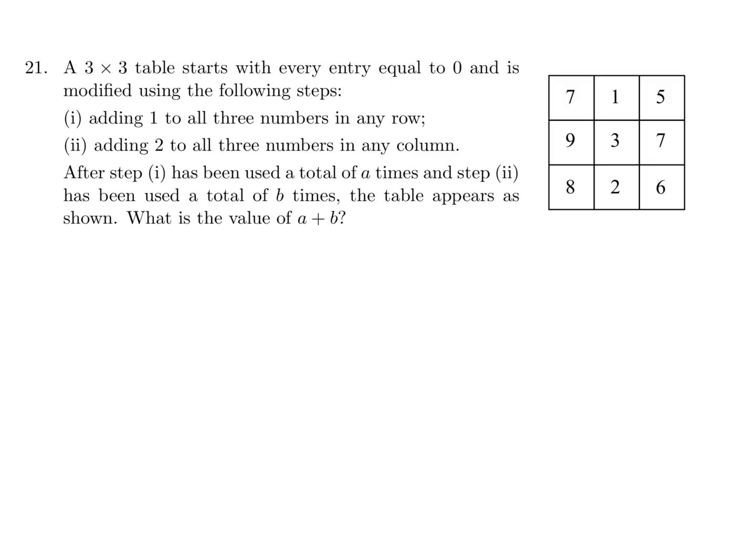A 3 by 3 table starts with every entry equal to 0 and is modified using the following steps. Step 1: adding 1 to all three numbers in a row. Step 2: adding 2 to all three numbers in a column. After step 1 has been used a total of A times and step 2 has been used a total of B times, the table appears as shown. What is the value of A plus B?